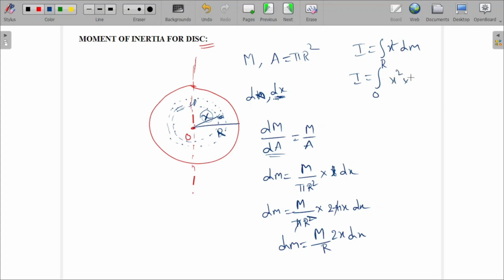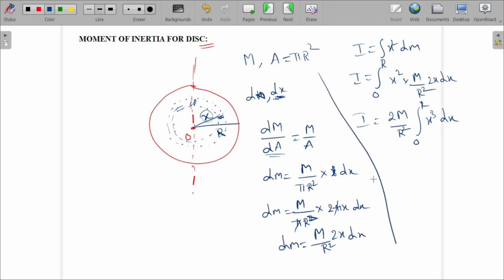dm is this one. What is that? M by R square into 2x dx. So here which is constant? M by R square into 2. So I equals 2M by R square, which is a constant, integral x cube dx. Sorry, here it is R square, so x cube dx from 0 to R.